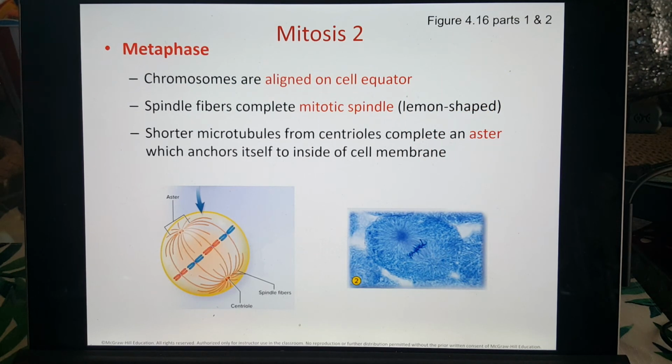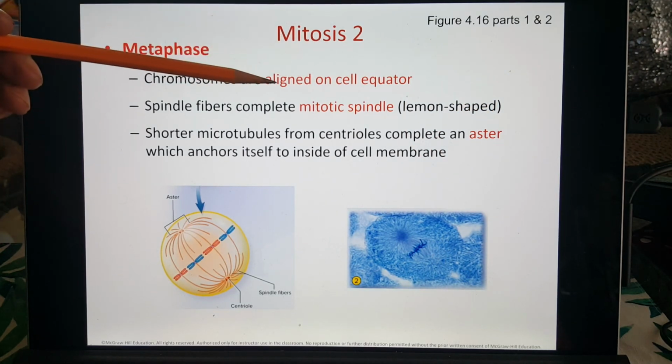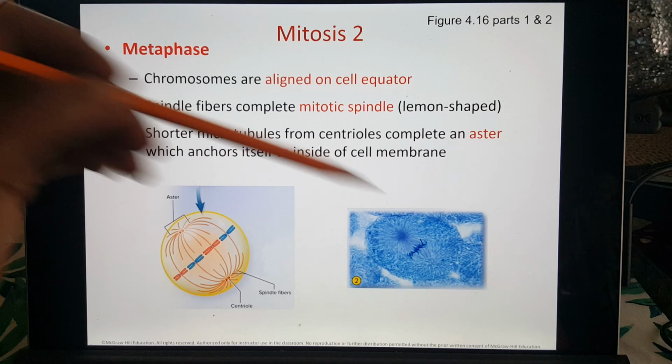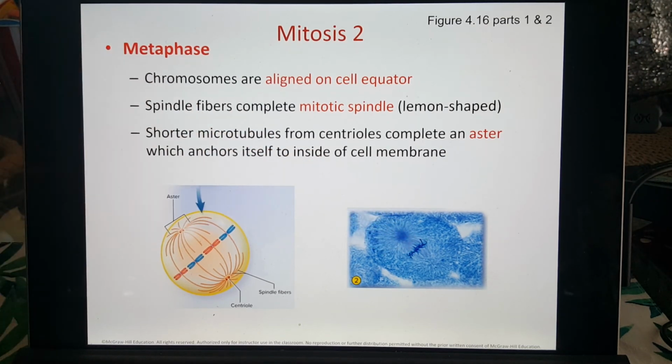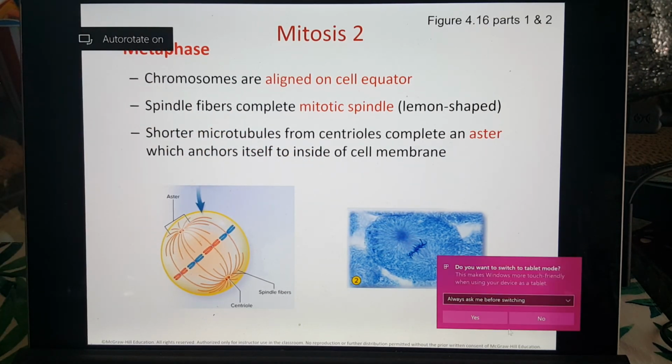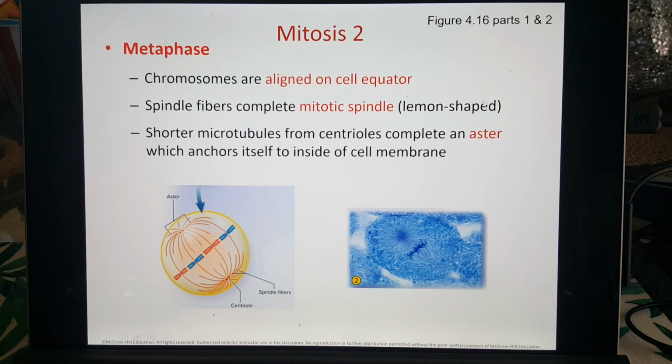Okay, next phase, metaphase. Everything's aligned on our central equator. All of your DNA, you'll see it in the middle. All of your DNA is just being organized. Let's put it in the correct spot. So before we start dividing, we divide everything down the middle.